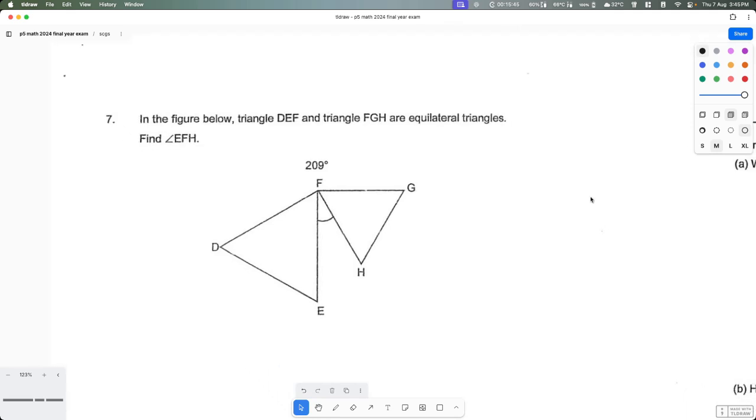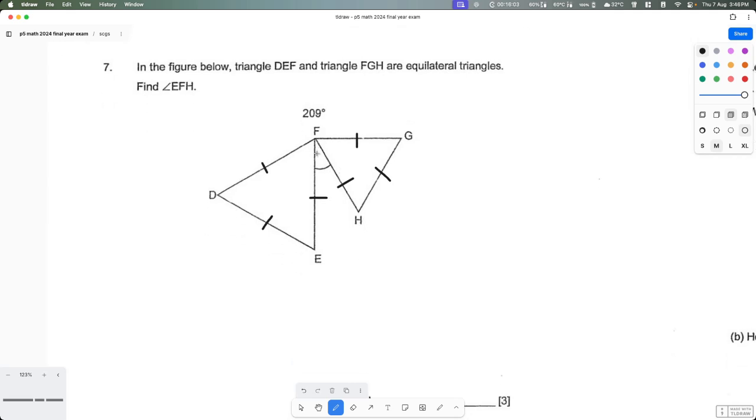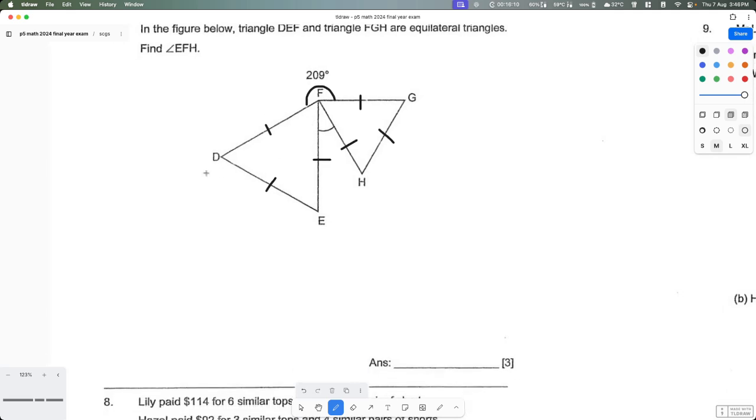Question number 7. In the figure below, triangle DEF and triangle FGH are equilateral triangles. So I'm going to draw some lines. So that means this is equal, right? Okay. Now find EFH. There's one more that I think they are missing, which is this whole thing. This is 209 degrees. So that means DFE, right? So DFE, right?